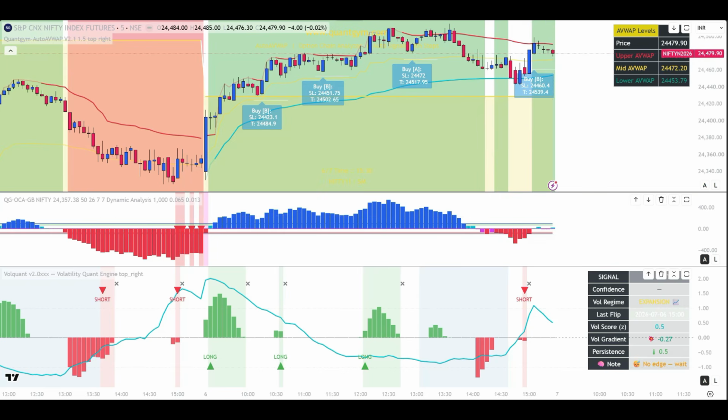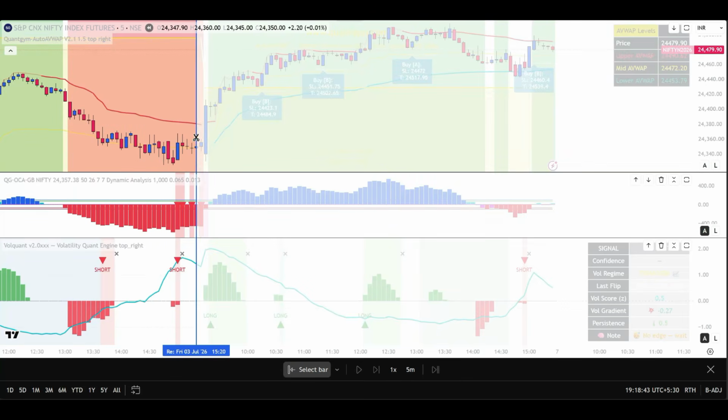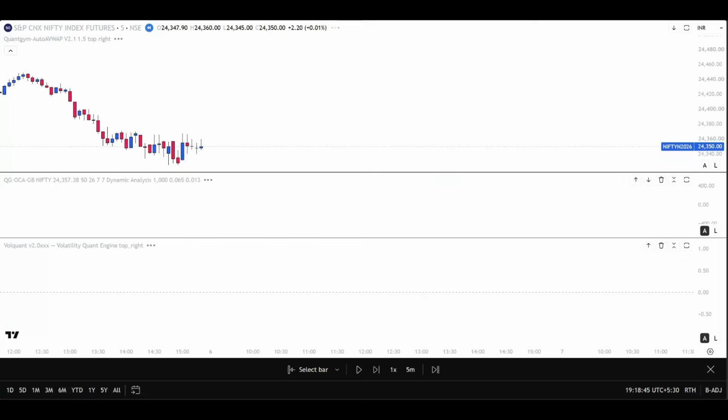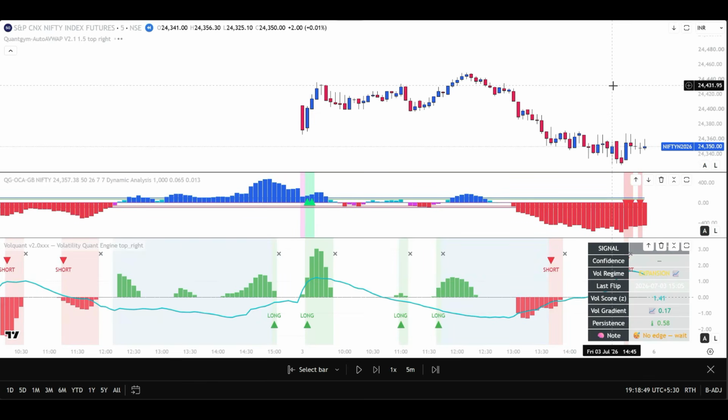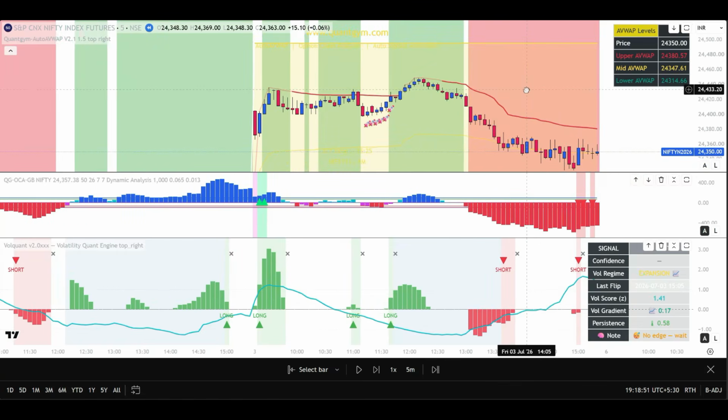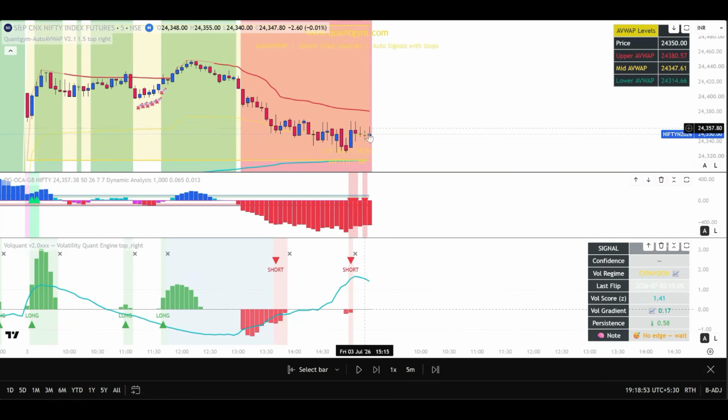So what I will do is basically use the replay option on TradingView to walk step by step on every bar, what happened from 9:15. I've just gone back to Friday's closing. Let me just go bar by bar.